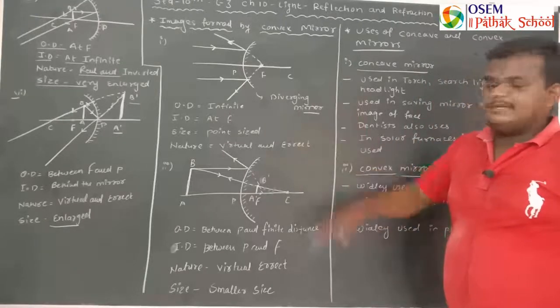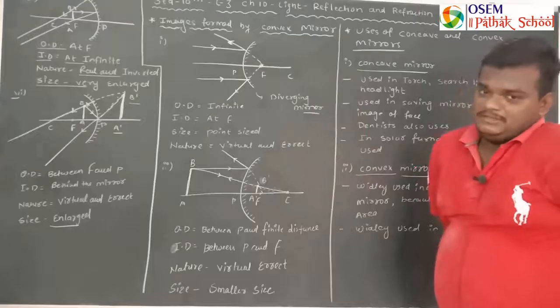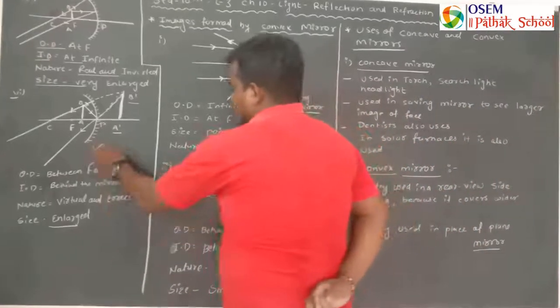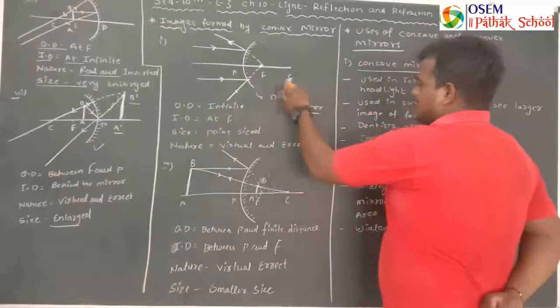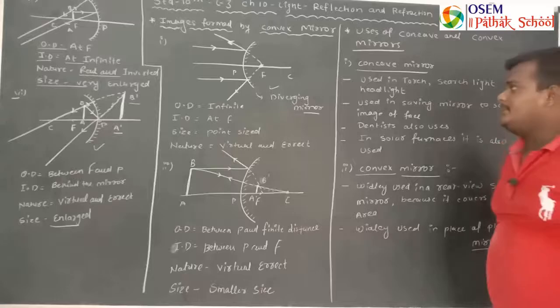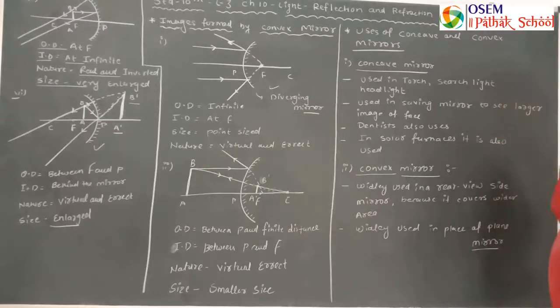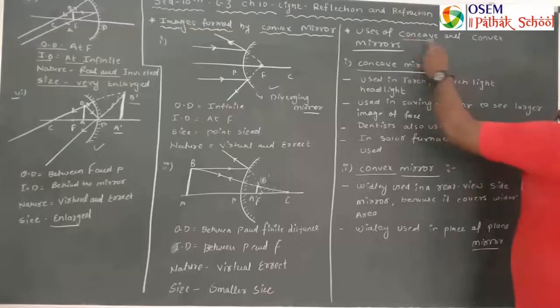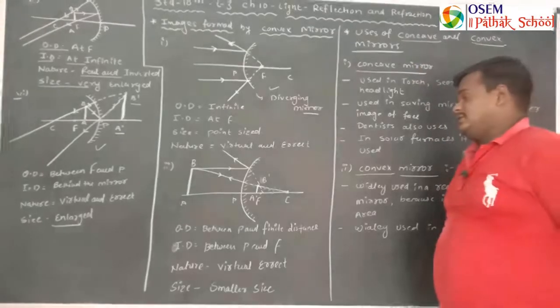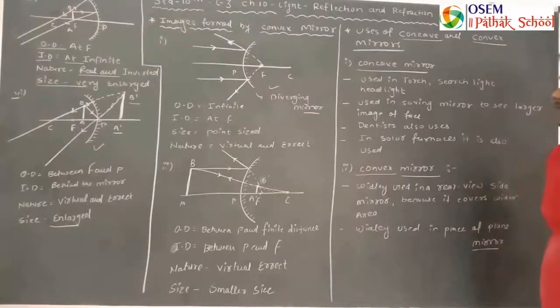So these are the images formed by these spherical mirrors. We have completed images formed by the concave mirror, and images formed by the convex mirror. Now we are moving to another topic, and these are the uses of spherical mirrors. Uses of concave and convex mirror. First of all, what type of uses the concave mirror has, that we will discuss here.